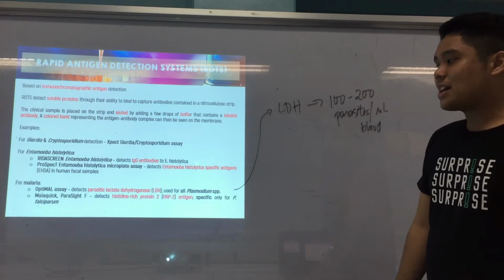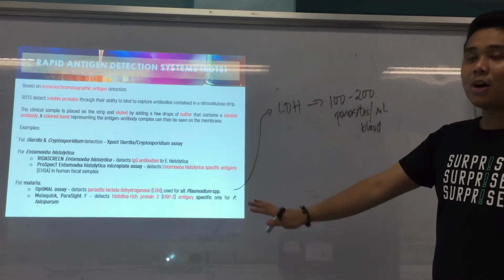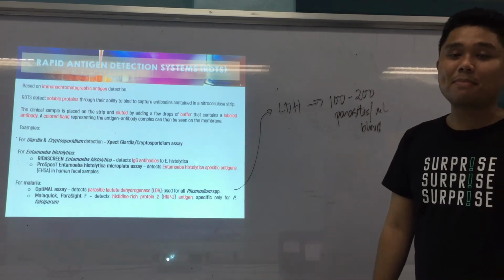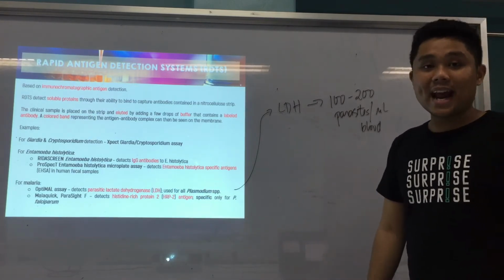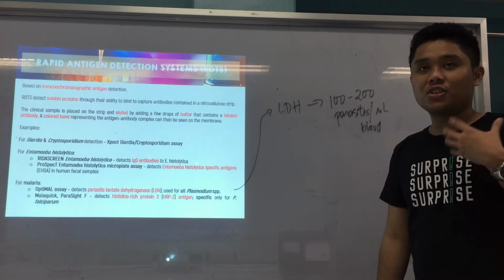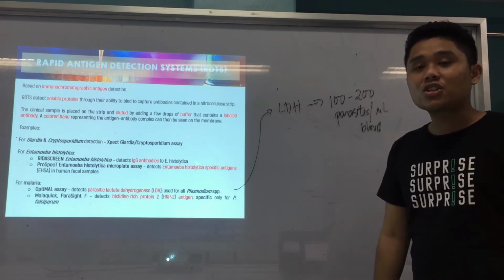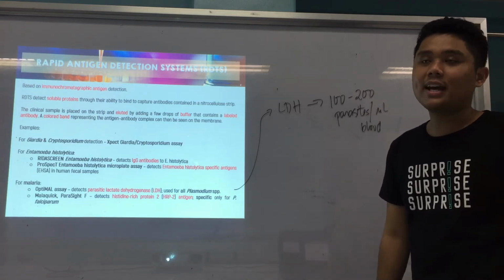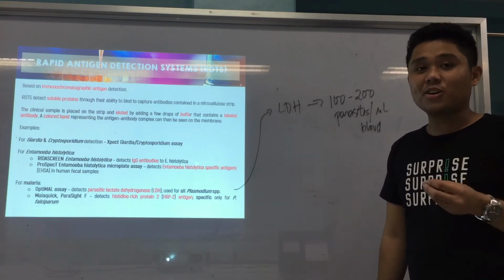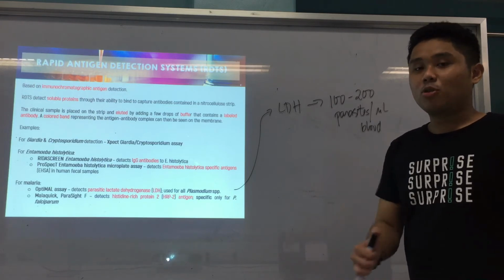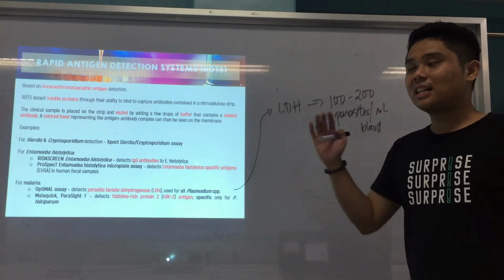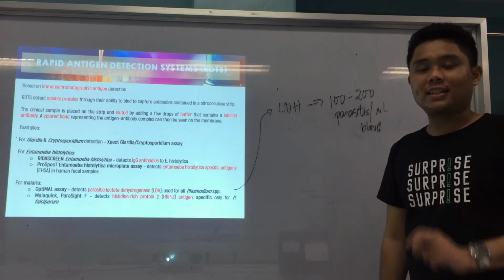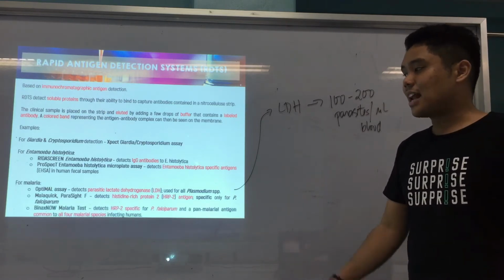Next, we also have the Malaquick and Parasite F. Now, Malaquick and Parasite F is very specific for Plasmodium falciparum because it detects an antigen of Plasmodium falciparum, which is HRP2 or histidine-rich protein 2, which is only found in Plasmodium falciparum. So Malaquick, Parasite F, very specific, only for Plasmodium falciparum, because it detects the histidine-rich protein 2 antigen, HRP2 antigen.